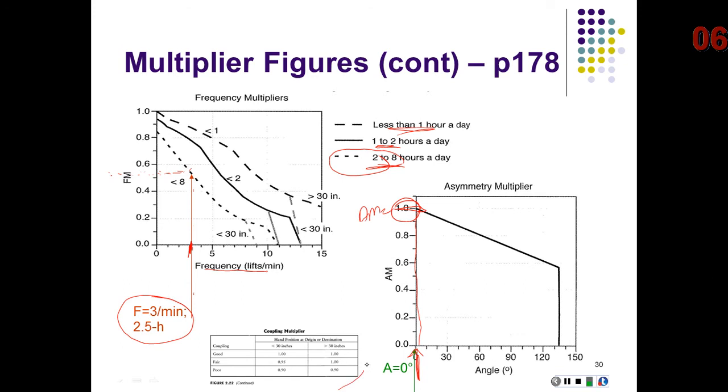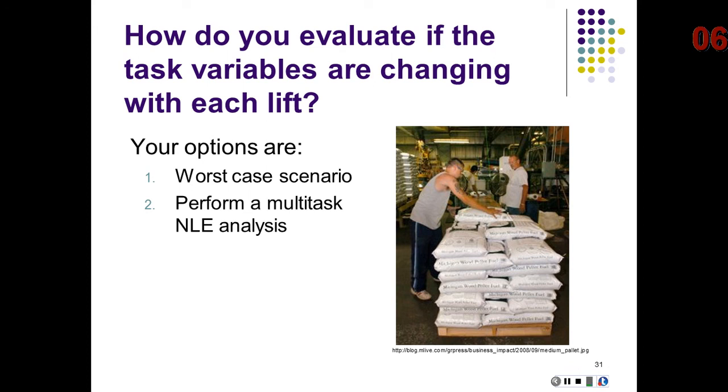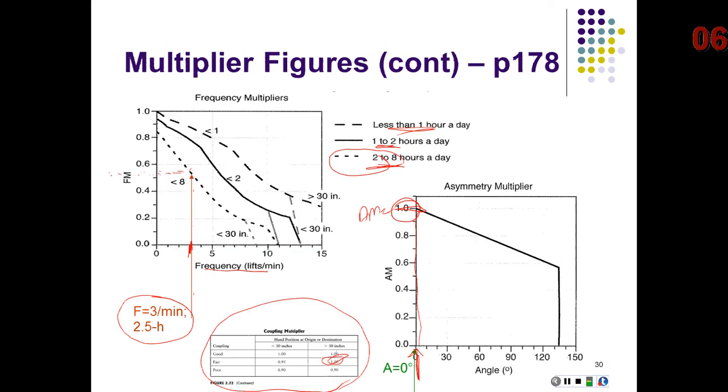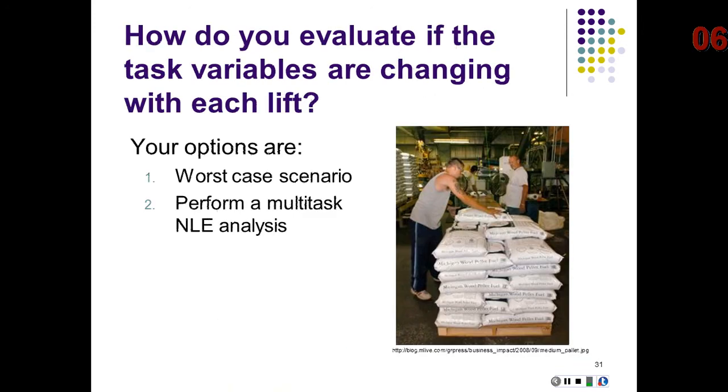And then lastly, our coupling, we're stuck with the table. Our coupling, we were right there. So we still use the table for the coupling. Okay, so that's kind of a quick and dirty way to find your multiplier values, rather than using all the equations, just use the figures.